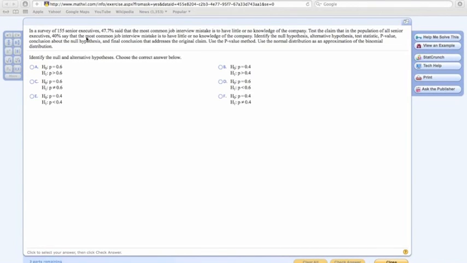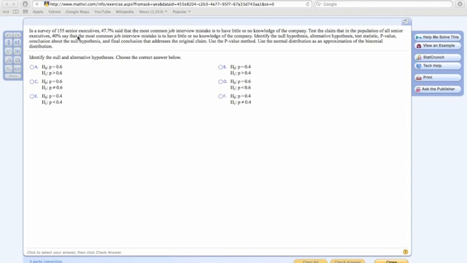So the question came up about this hypothesis testing problem. I just want to work through it to explain how we can do this and how we can use StatCrunch to work on it. And so what we're looking at here is in a survey of 155 senior executives, 47.7% said the most common job interview mistake is to have little or no knowledge of the company.